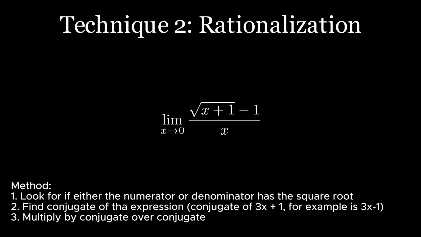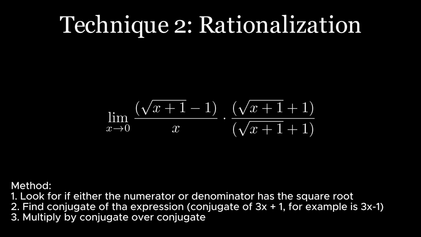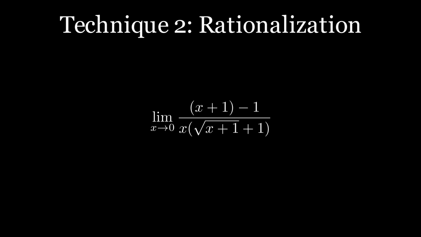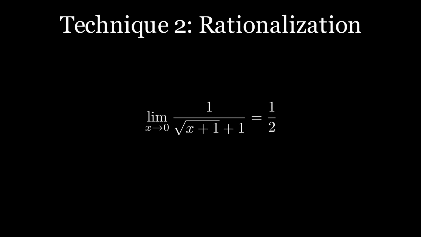Next, we find the conjugate of this expression with the square root term. And by the way, if the denominator has it in another example, then you would do the same thing with the denominator. Next, multiply the entire expression by the conjugate over the conjugate, as shown on screen. And then finally, use differences of squares or cancellation to simplify. Okay, finally, evaluate the limit and get our answer.